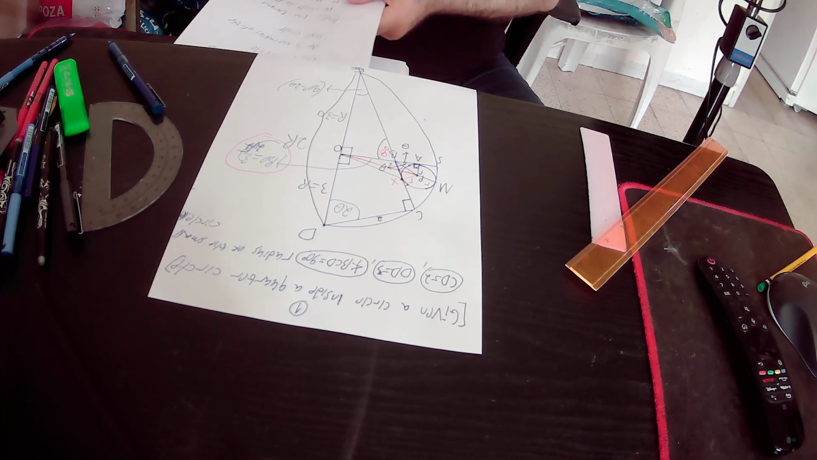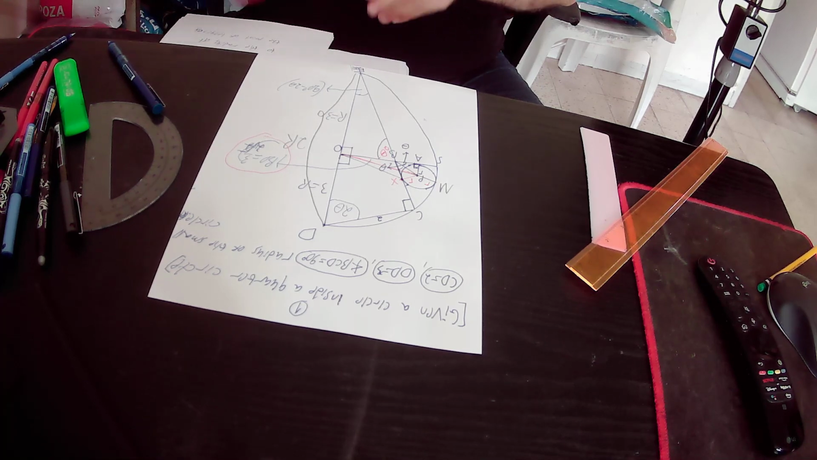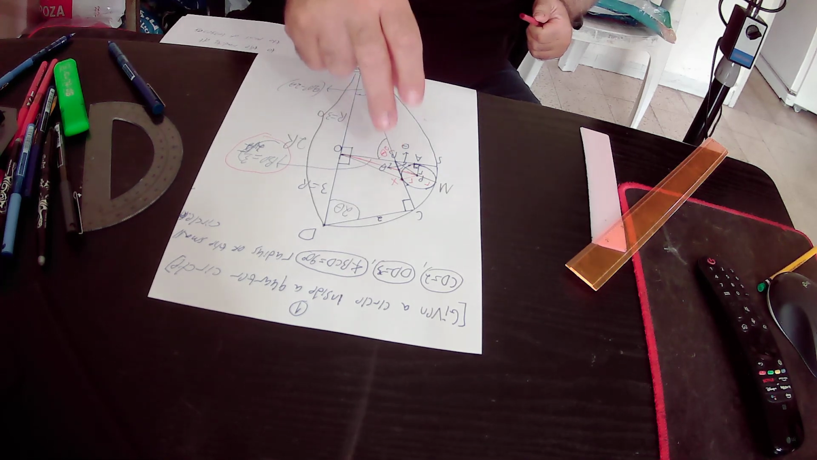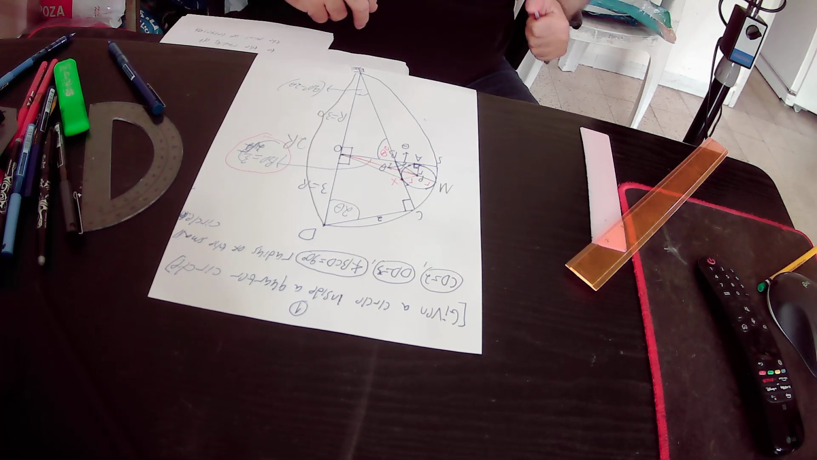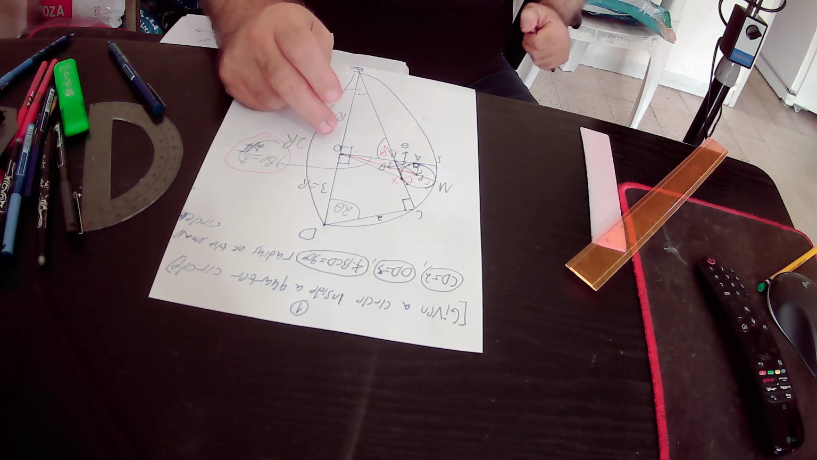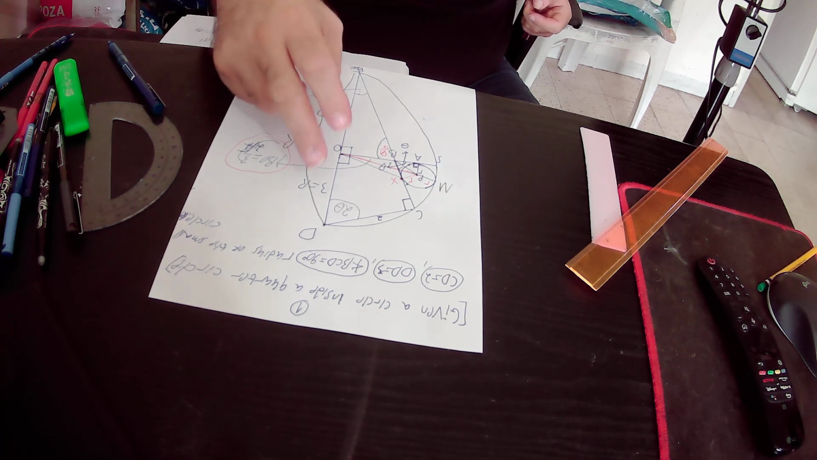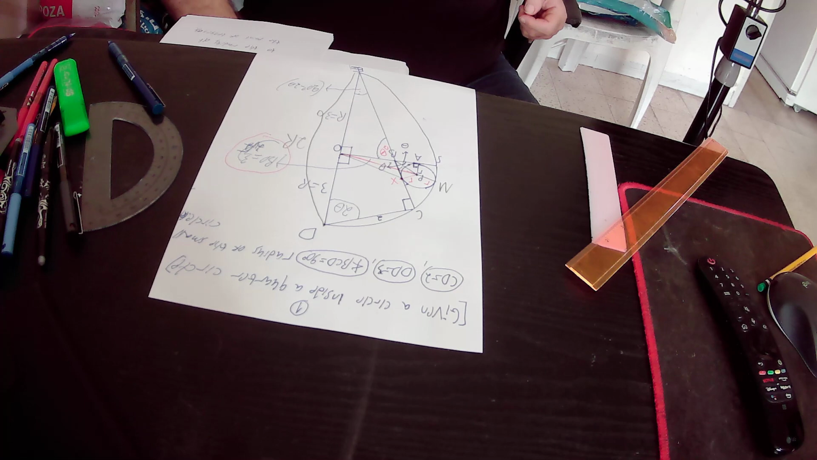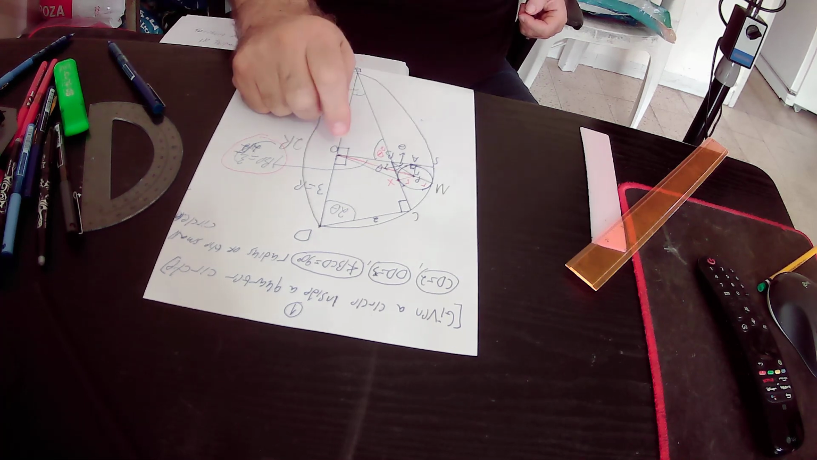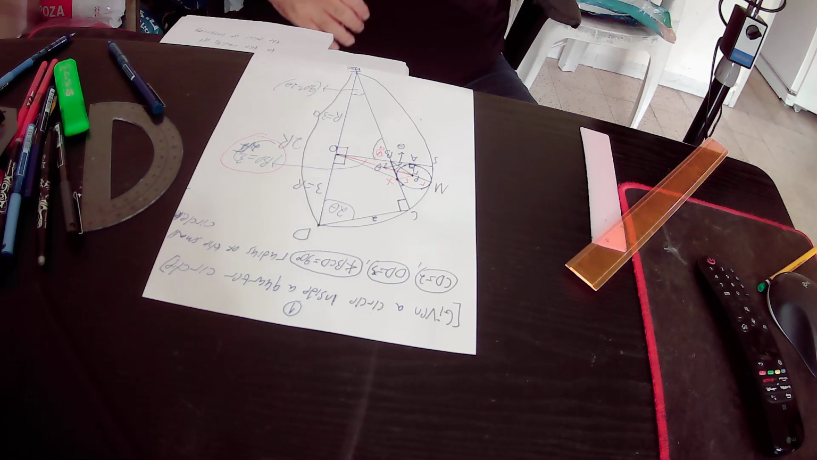So, first of all, because we have a quarter circle, we know that O is the center of the circle and OD is the radius of the quarter circle, and we also know that angle DOB equals 90 degrees.